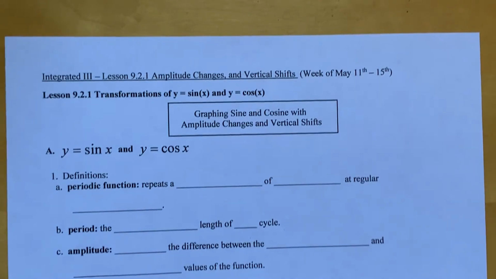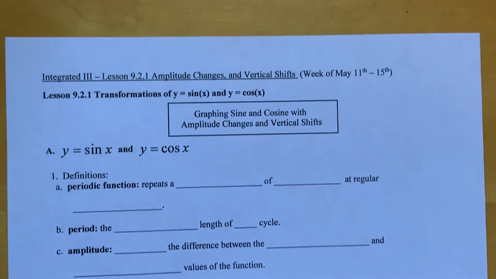Hello, welcome back. Today we're going to do lesson 9.2.1, amplitude changes and vertical shifts. So we're going to add in to sine and cosine. If you've already seen the rest of this resource page, you might notice that there's going to be some graphing. So let's get started. Let's jump right into it.